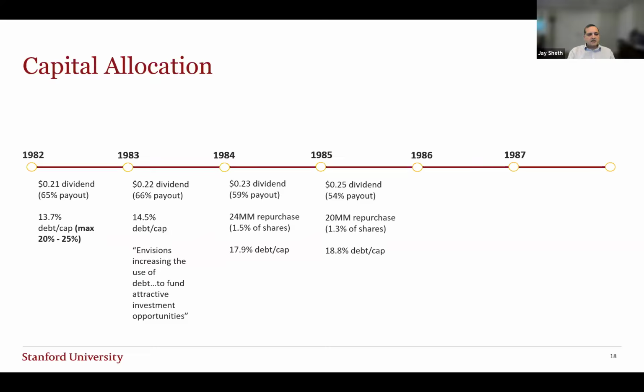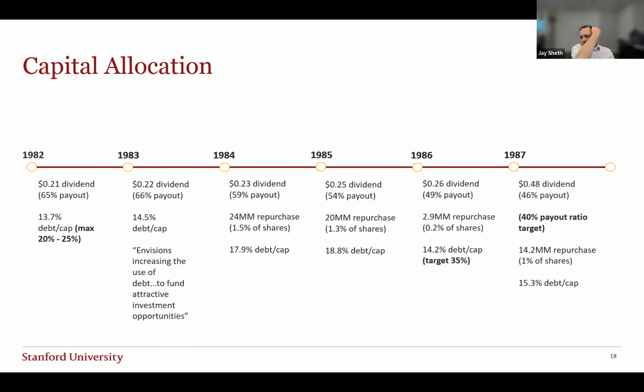In 86, again, they increased the dividend. Payout ratio again declined. They only bought back a very small amount of stock. And again, the debt to cap this year actually went down, but they announced a target of about 35%, from 20 to 25%, up to 35% debt to cap.